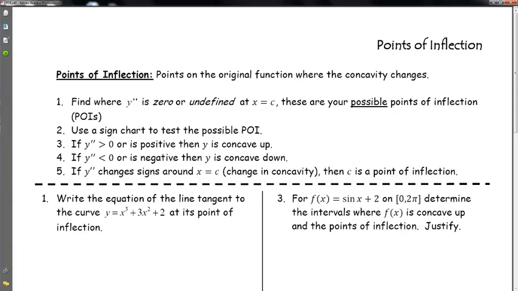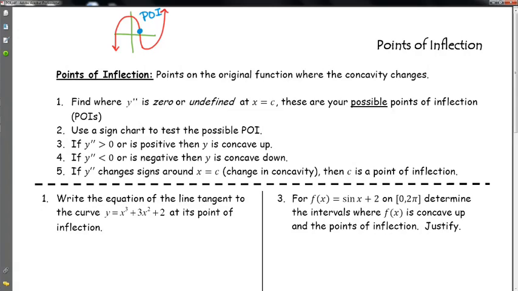And what I mean by that is if I have a graph and I am changing from what looks like an upside down parabola to a positive parabola, a point of inflection is where that change occurs. So right there would be a point of inflection.